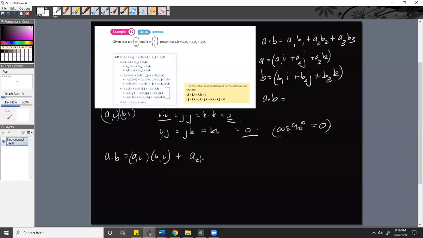So you've got A2j times B2j. You're going to keep that one. Then you've got j dot k 0, k dot i 0, k dot j 0, but then you've got k dot k. So you've got A3k, B3k. Okay, so the dot product is just these three terms. So it's just A1 B1 plus A2 B2 plus A3 B3. Okay.